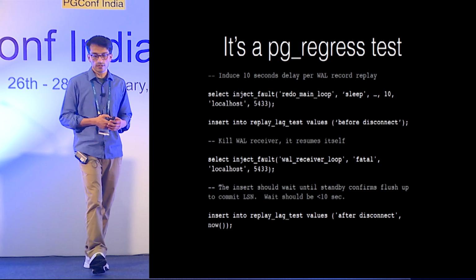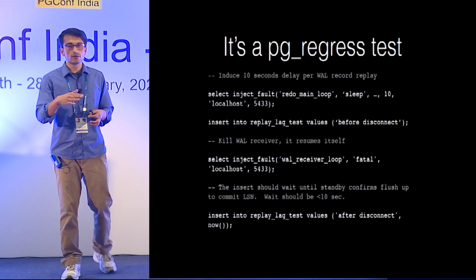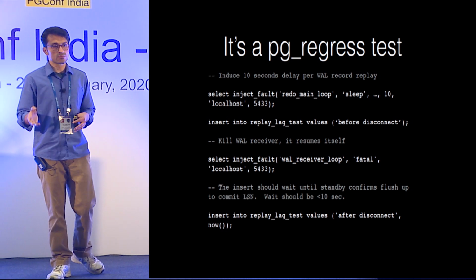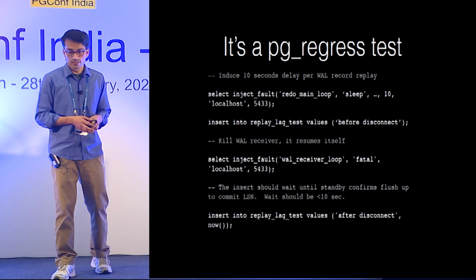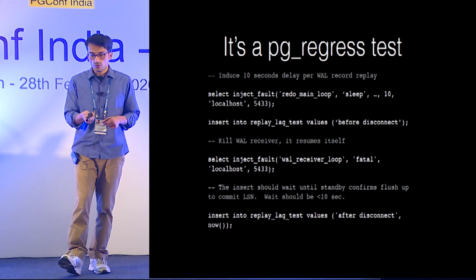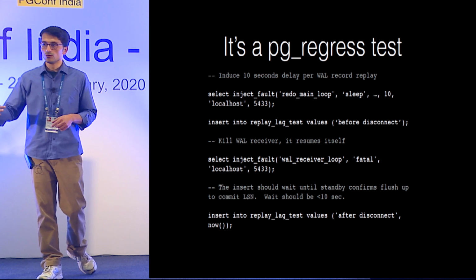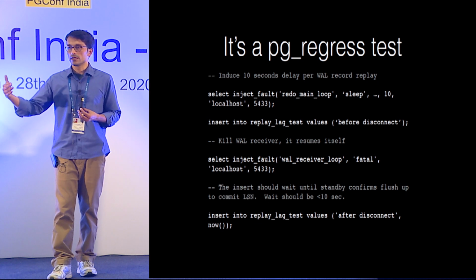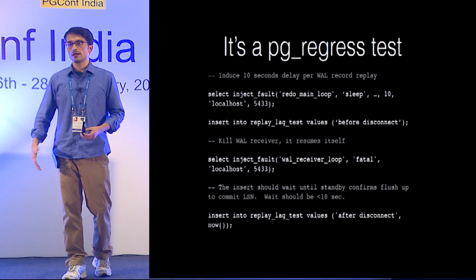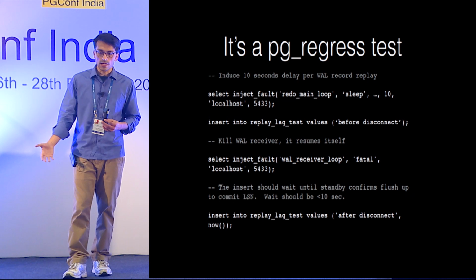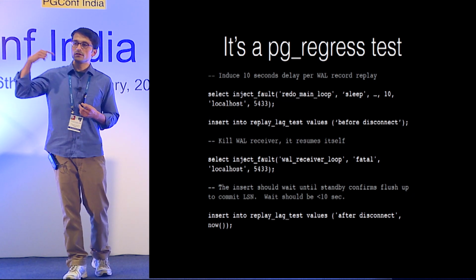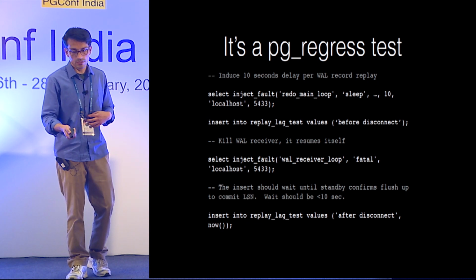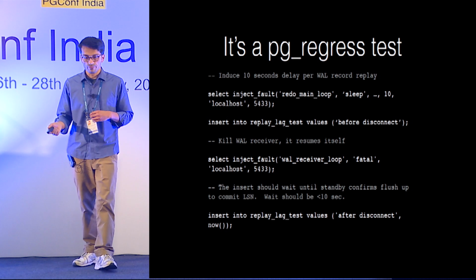So through another fault again, we kill the WAL receiver process, so that the replication connection is broken, right? And this is the fault again. In the WAL receiver loop, we inject a fatal fault, which means that the WAL receiver will exit with a fatal, and the standby postmaster will restart the WAL receiver process, and the replication connection will be re-established. And the last part is the validation step.